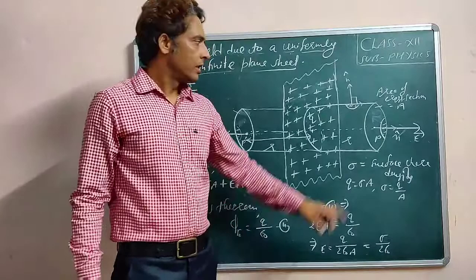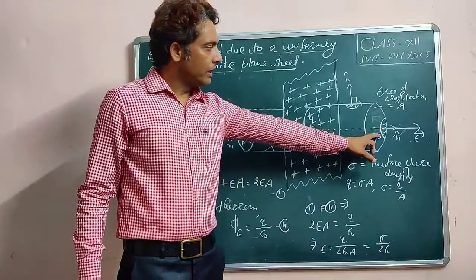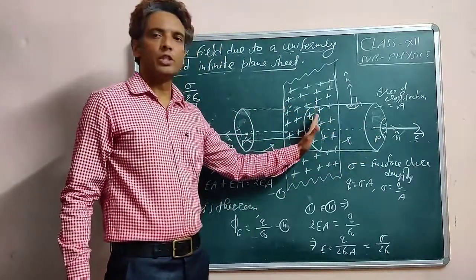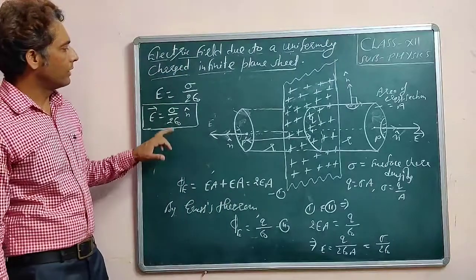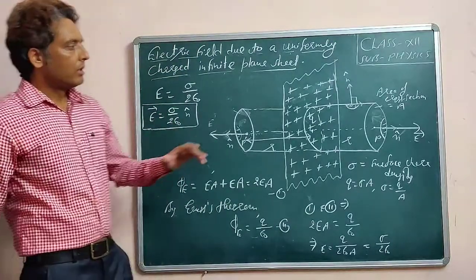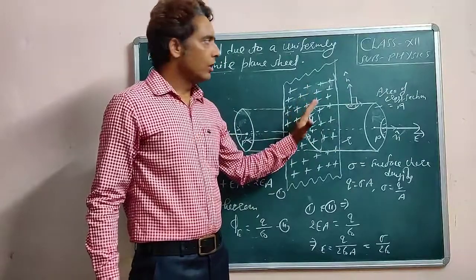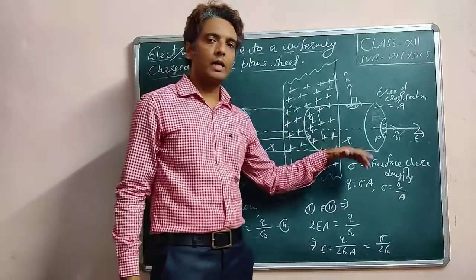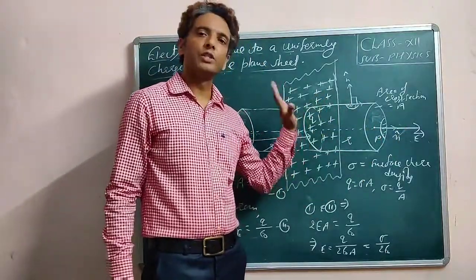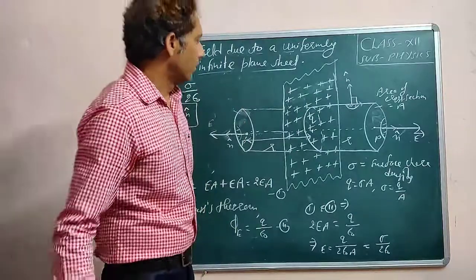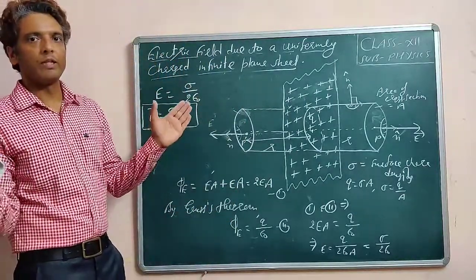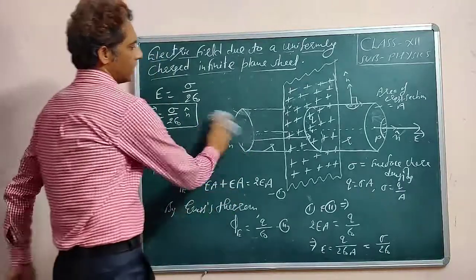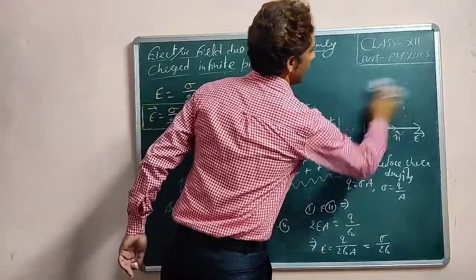You can also see the magnitude of electric field intensity at this point does not depend upon distance of the point from the sheet. It is independent of the distance. Means the electric field intensity due to this infinite plane sheet is same at all points away from the sheet. Now we will also calculate the electric field intensity due to two sheets if there are two sheets. So let us calculate electric field intensity due to combination of sheets.